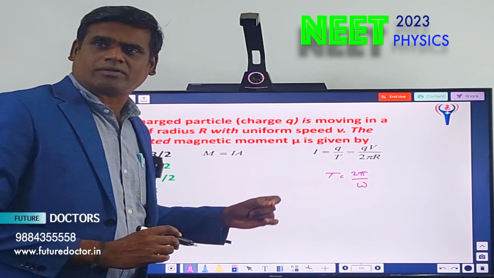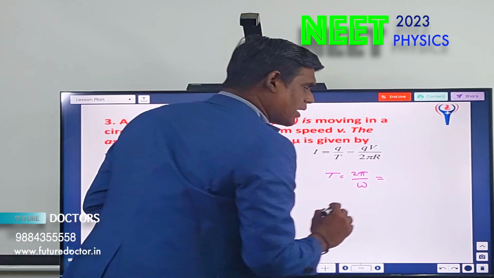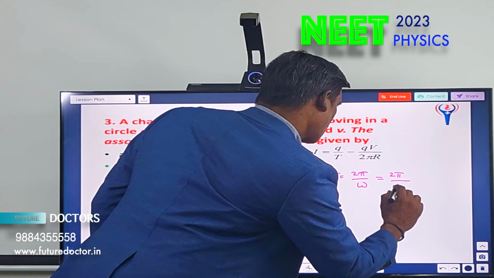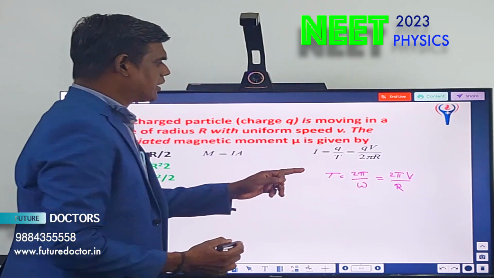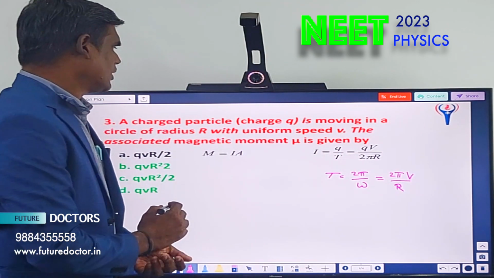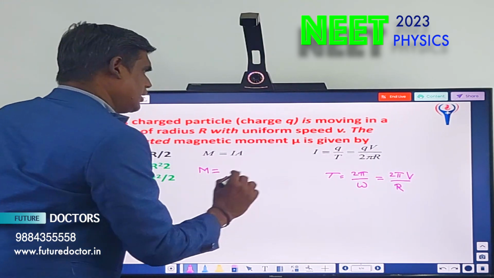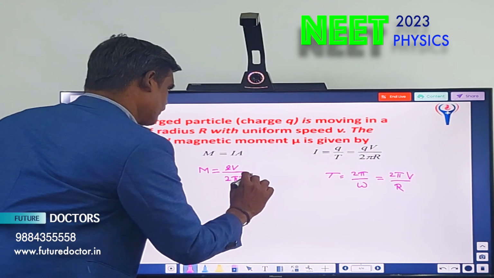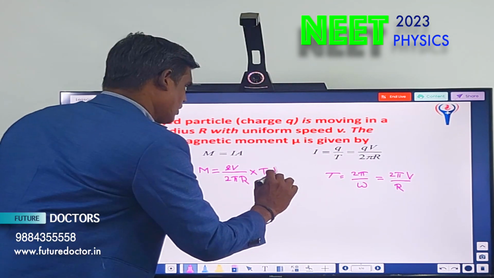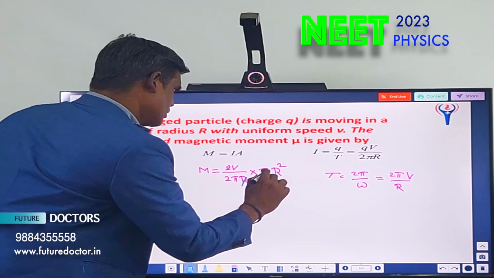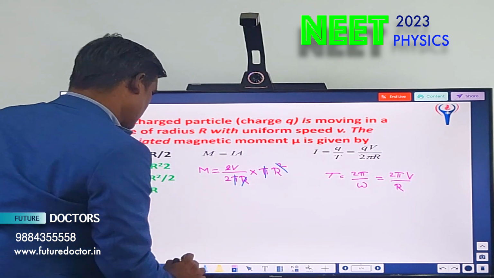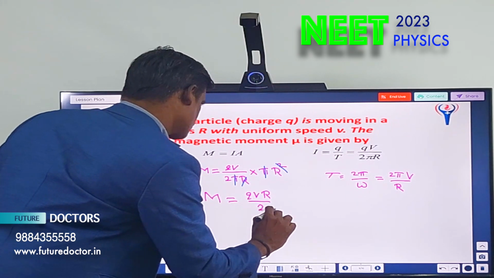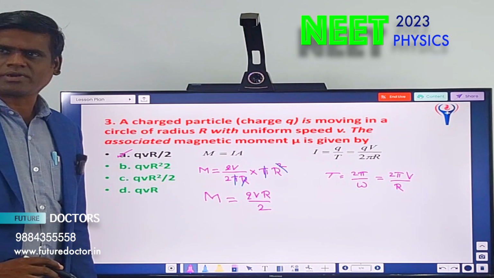Time period T equal to 2 pi by omega. And there is a relation between omega, the angular velocity, and linear velocity, that is omega equal to V by R. So 2 pi by omega is 2 pi R by V. Then we substitute, and we get I equal to QV by 2 pi R. Then substitute this here. M equal to QV divided by 2 pi R into A. Area is pi R square. The R and pi get cancelled. Then M equal to QVR by 2, that is option A. Option A is the correct answer.